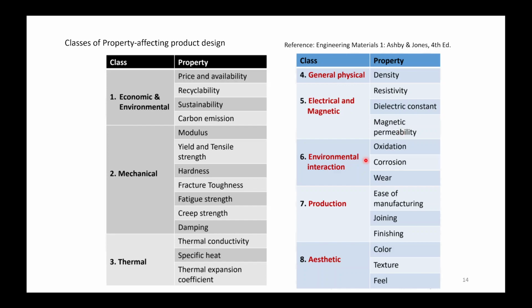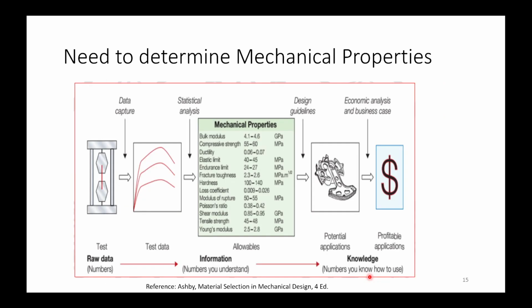Other is environmental interaction. Interaction of a material with the environment generally happens through the surface. So surface properties will be oxidation resistance, corrosion resistance and wear resistance. Seventh, production properties are how easily we can manufacture a certain product from a material, how easily it can be joined if it breaks, and how easily we can finish its surface. Aesthetic properties will be its color, texture and feel.